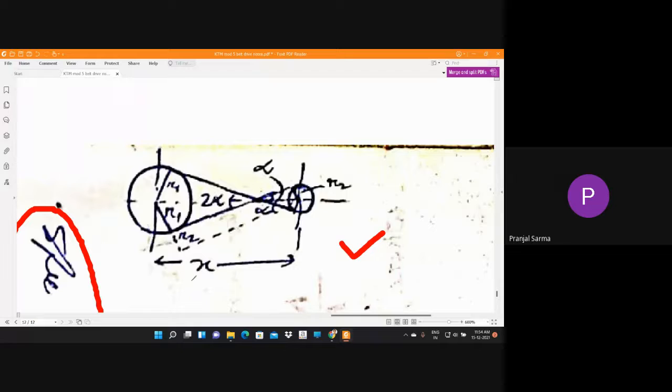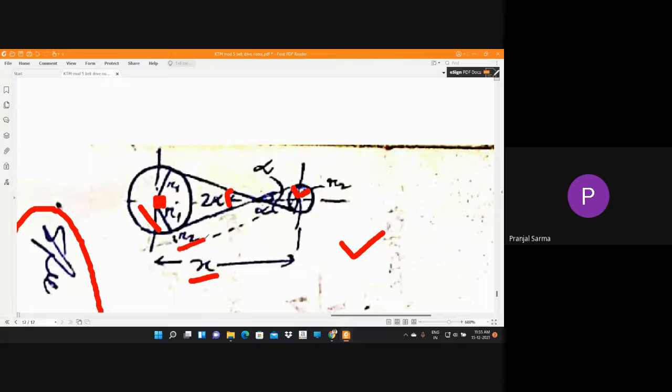So here x is the central distance, r1 is the radius of this particular pulley, r2 is this one, the smaller one, and this angle was 2 alpha, right? So ultimately, if you connect this dotted line, this much is x only, that is the central distance. This much is r1, and if we extend this and project from here, this much is r2, the radius of this.